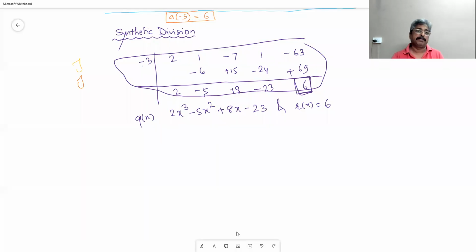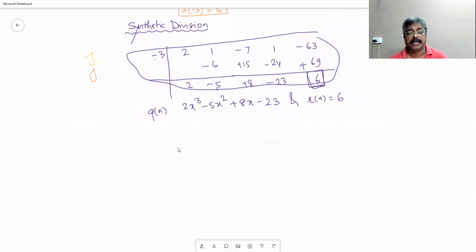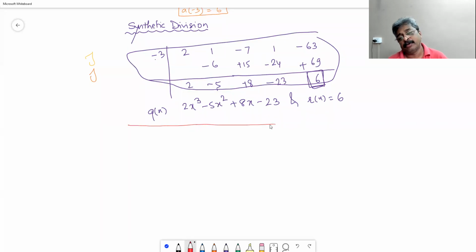If the divisor polynomial is a linear polynomial, of type x plus k, then only you have to use this synthetic division as you find the remainder and quotient polynomial.